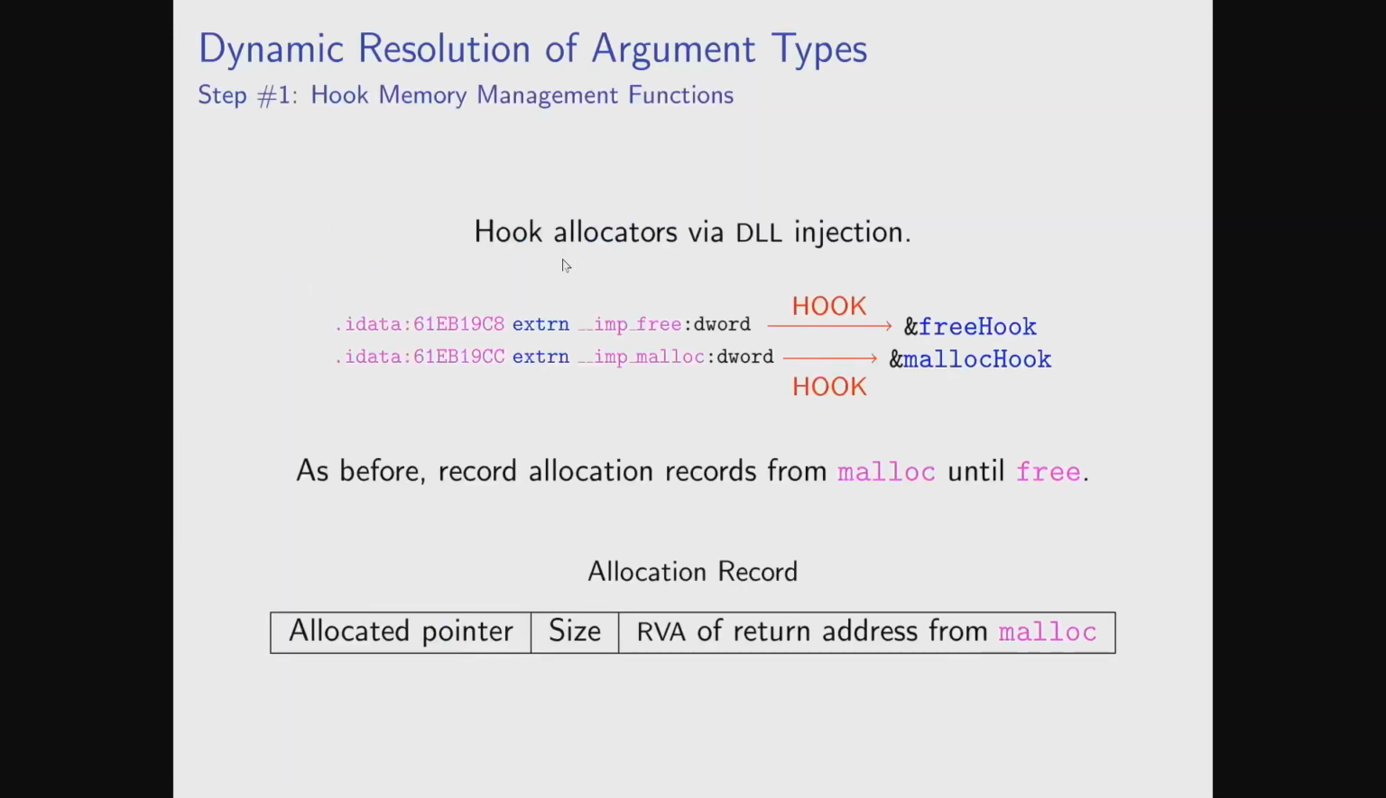So now at runtime, we hook the memory allocators same as before, not the paging stuff, but just keeping track of where the allocations are, where the pointers are, how big they are, and where they came from.